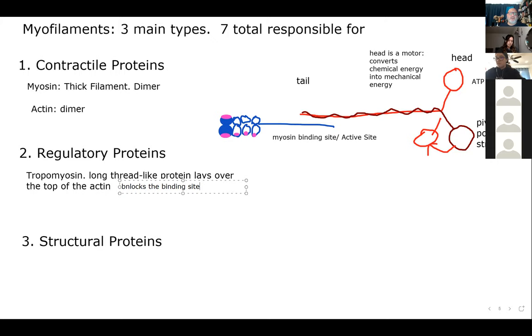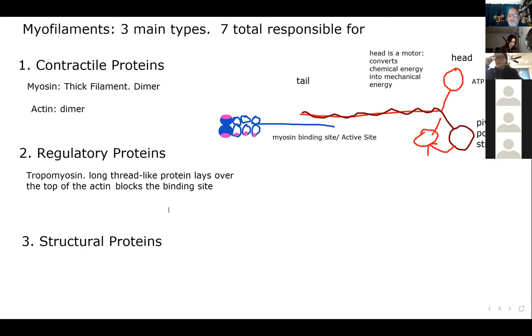Because we don't want our myosin constantly pulling on our actin. We don't want to be in a constant state of contraction. That would not be fun, right? You think my lectures are hard now. Just imagine what it would be like if my mouth was in a constant state of contraction and I couldn't open it, right? It wouldn't be a whole heck of a lot of fun. So the ability to stop the muscles from contracting, relaxing the muscle, is definitely a good thing.